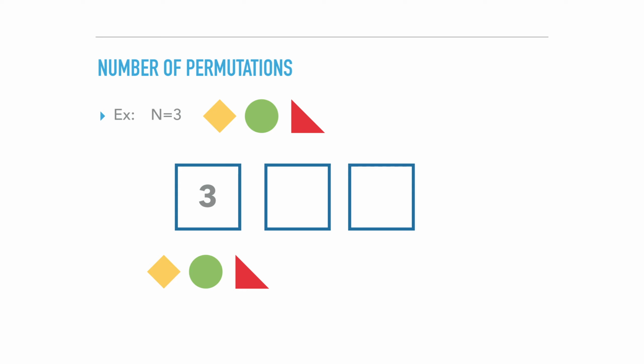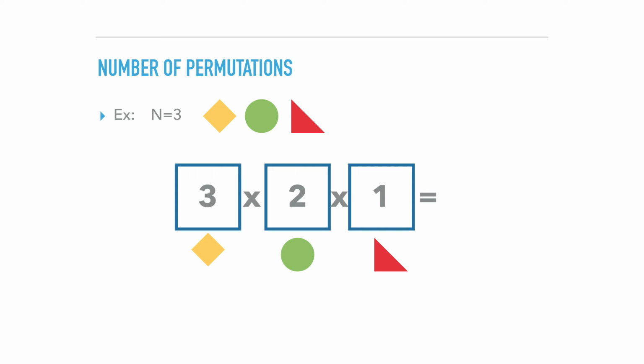So now, having already put an element in the first box, how many elements do we have to choose from to put into the second box? We now only have 2. And finally, already having put elements in the first 2 boxes, we only have 1 choice left in the final box. You see these numbers, 3, 2, and 1? If you just multiply them, you get the total number of permutations for 3 elements. 3 times 2 times 1 is 6, which was the number of permutations we had before.